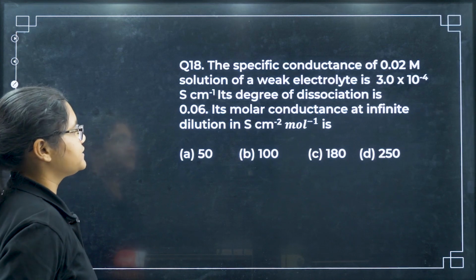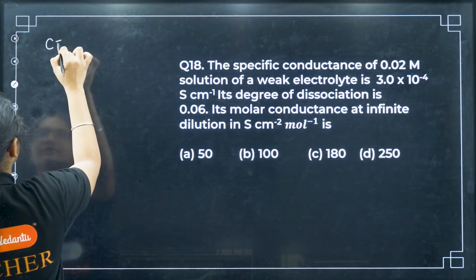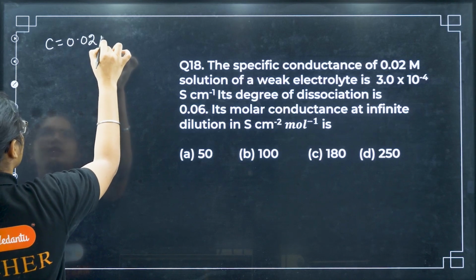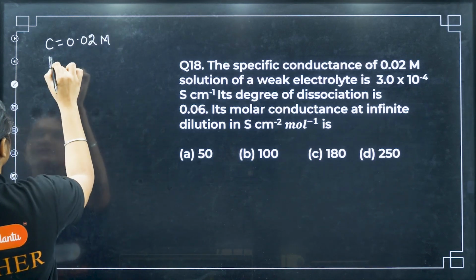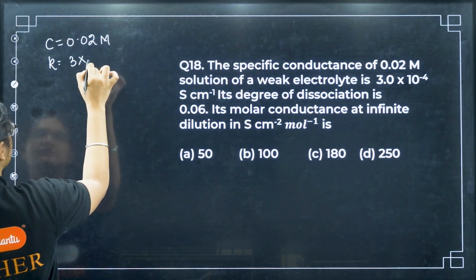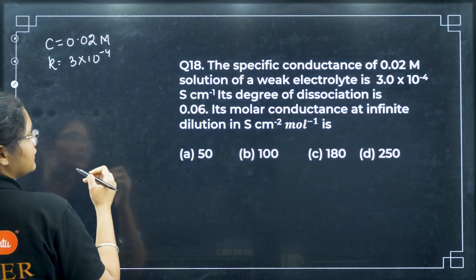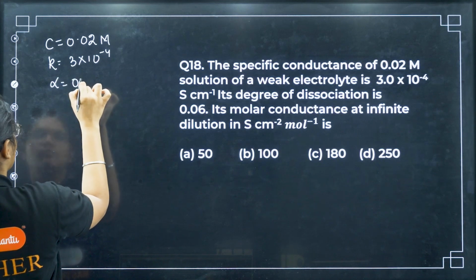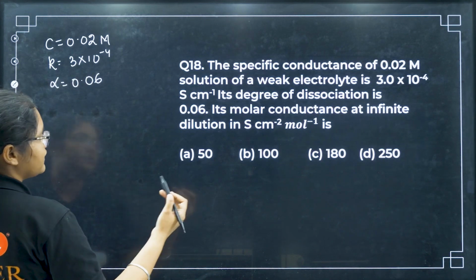Next, this is a good question. The specific conductance of 0.02 M, so I have concentration as 0.02 M, solution of a weak electrolyte is given. Specific conductance means kappa, that is 3 into 10 to the power of minus 4. Degree of dissociation is 0.06. Its molar conductance at infinite dilution we have to find out.